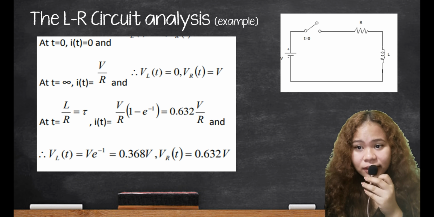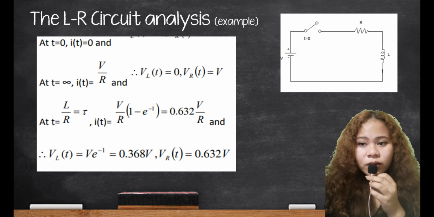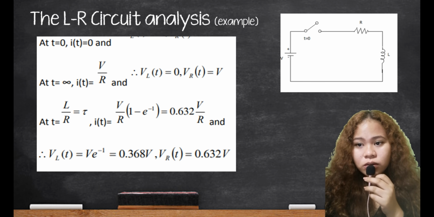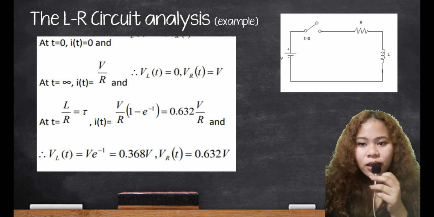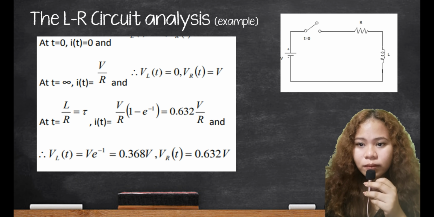i(t) is equal to V over R times quantity 1 minus e to the power of negative 1, and V_R is equal to 0.632 V. And therefore, V_L(t) is equal to V e to the power of negative 1, which is equal to 0.368 V.